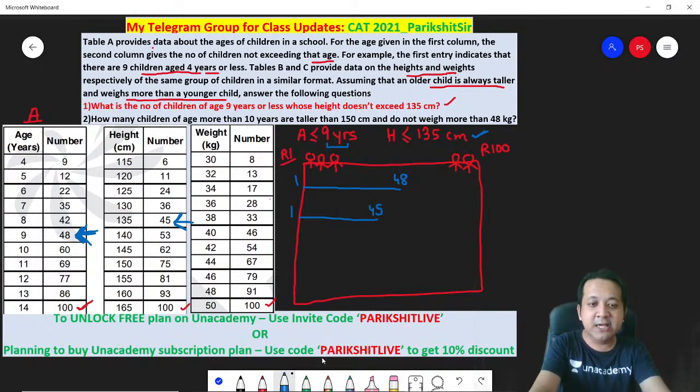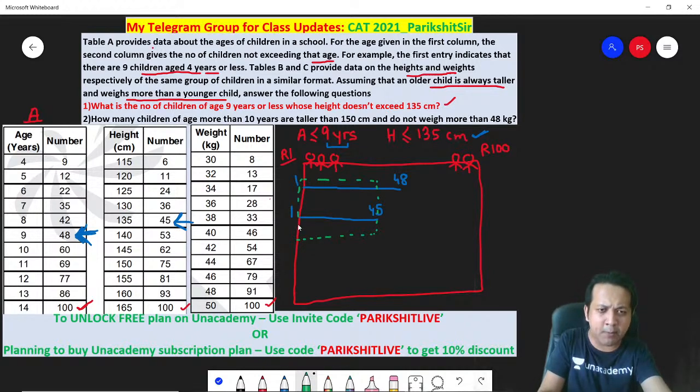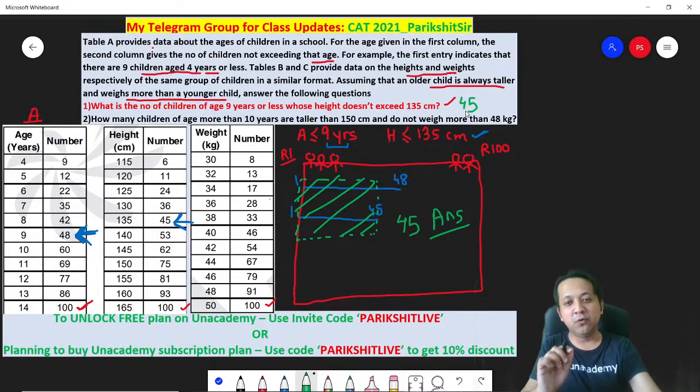The question is asking, give me a count of the children who satisfy both the conditions. How many children satisfy both the conditions? The common part. Can you see this common part? What is this common part? Roll number 1 to roll number 45. So the answer is 45. Do you follow?